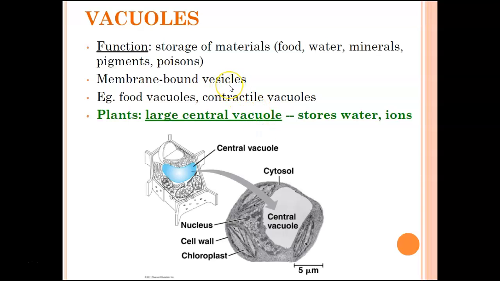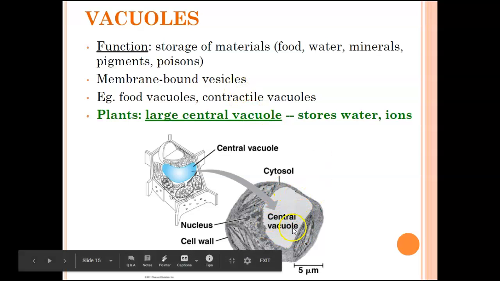In plants, this is a hallmark of a plant cell. They have a large central vacuole which stores water and some ions. This is not in an animal cell. It is unique to a plant cell. And maybe think about how that is observed in the structure and function of plants.